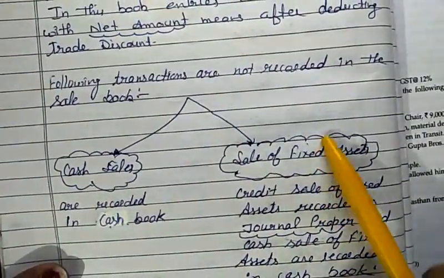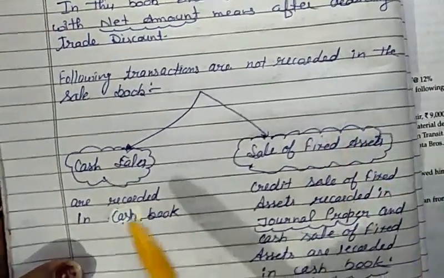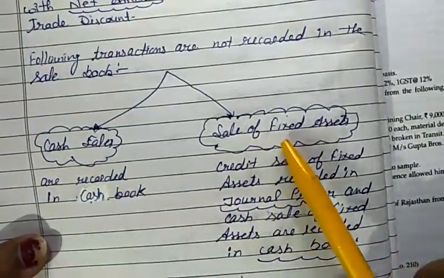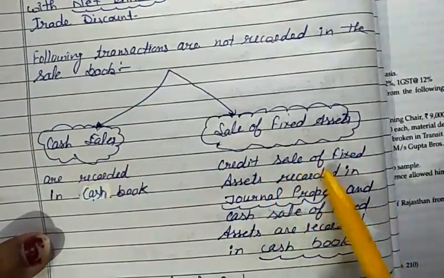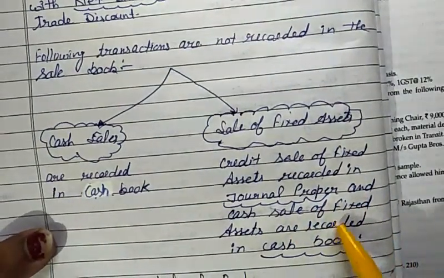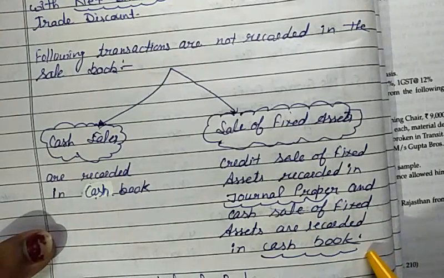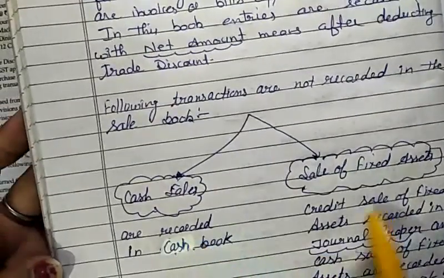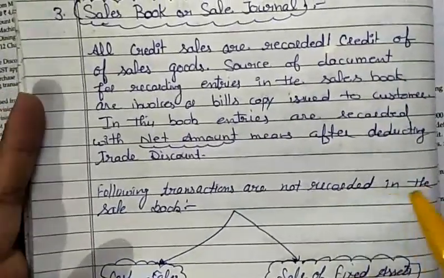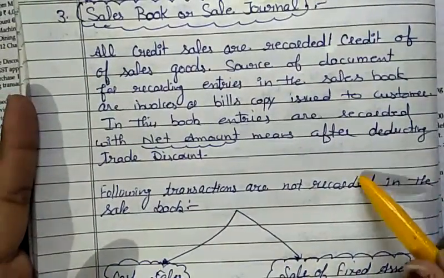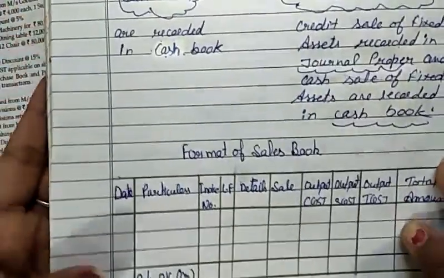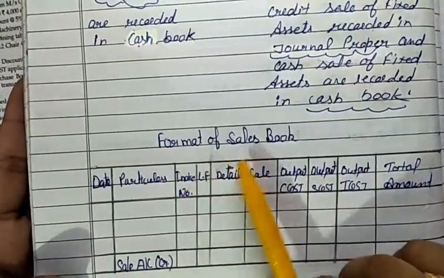The following transactions are not recorded in the sale book. Cash sales are recorded in the cash book. Credit sale of fixed assets is recorded in journal proper, and cash sale of fixed assets is recorded in the cash book. So these two transactions, cash sales and sale of fixed assets, are not recorded in the sale book. Only credit sale of goods is recorded in the sale book or sale journal. Clear, students? So here is the specimen, or the format, of the sale book.